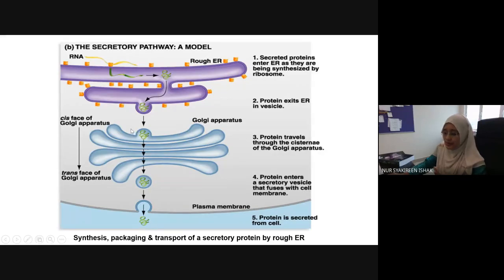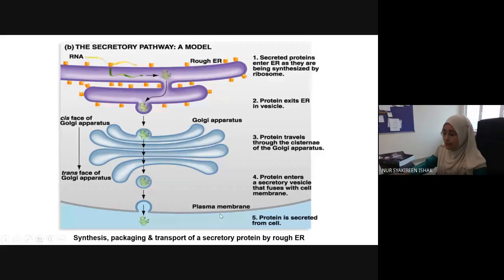If you see from this diagram, the Golgi apparatus has two major regions. This region we call the cis face. The cis face is the region of the Golgi apparatus facing the rough ER, so it will receive the transport vesicle. The transport vesicle will fuse with the membrane of the Golgi apparatus, and the protein is modified until it reaches the trans face of the Golgi apparatus. The trans face is the region that faces the plasma membrane.